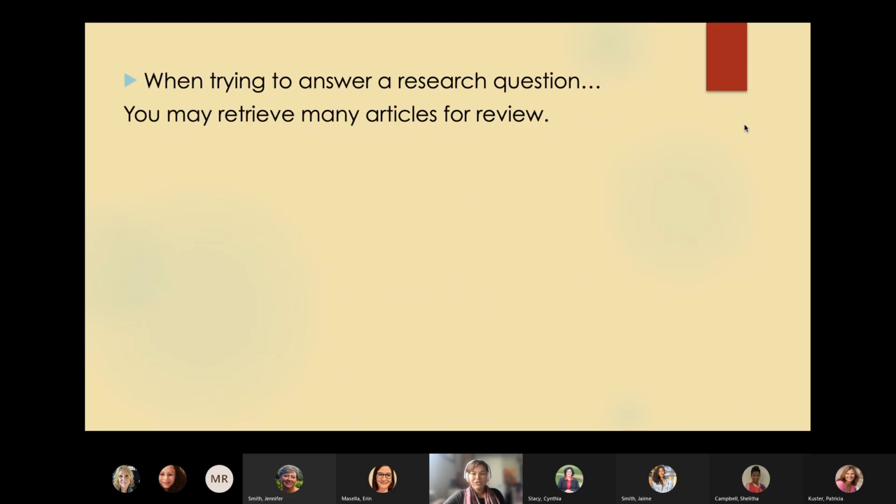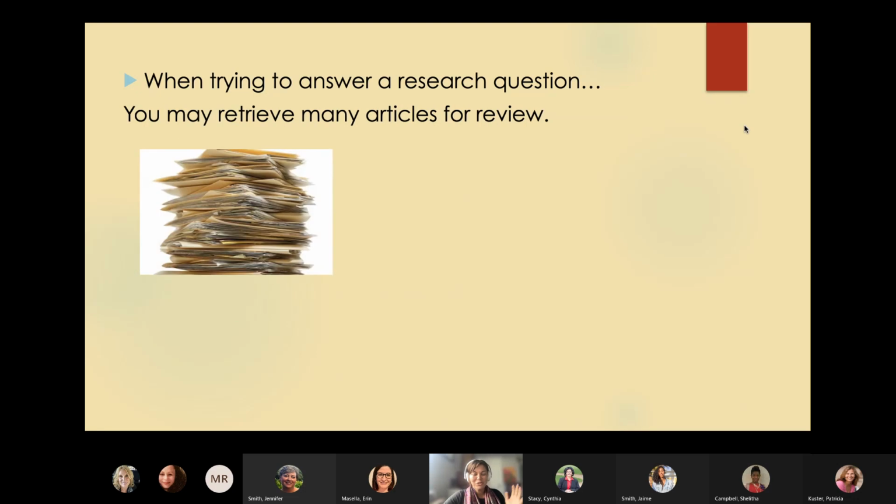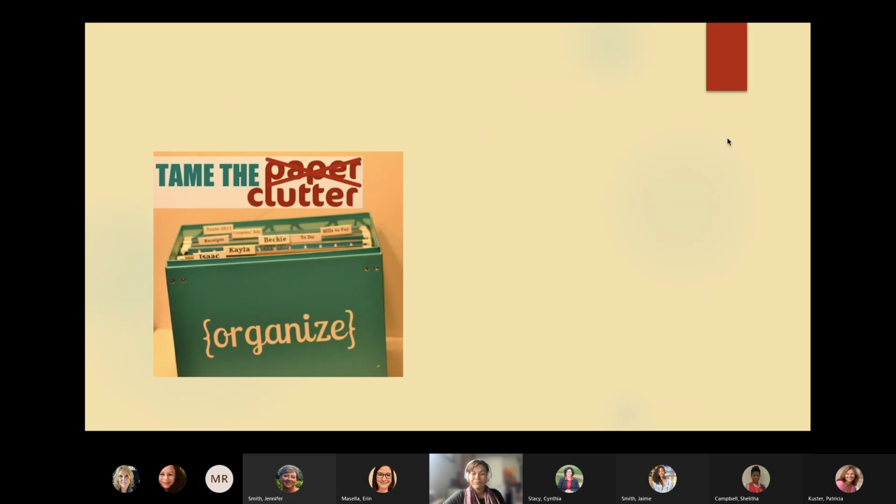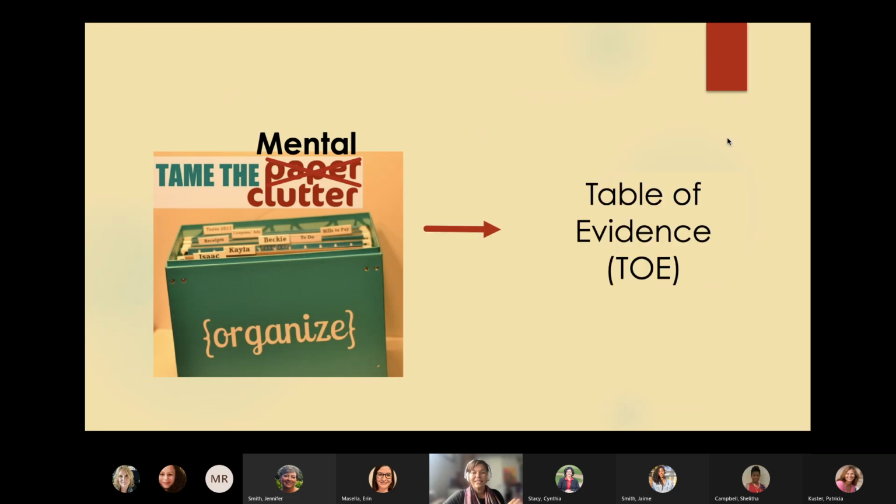So when you're trying to answer a research question, you can retrieve hundreds of thousands of articles. This definitely happened to me when I typed in like diabetes interventions. That it just wasn't great. Some are useful, but some are just not useful, and it's really overwhelming. So in order to tame the mental clutter, I found the table of evidence is the most useful way to organize this information.